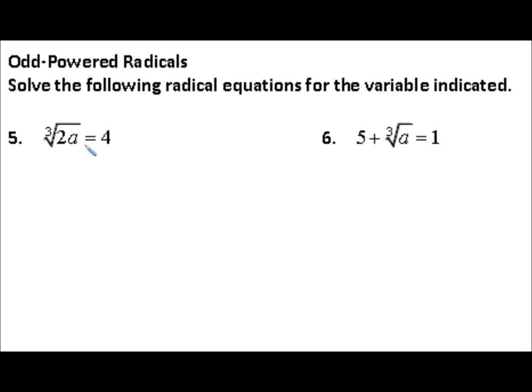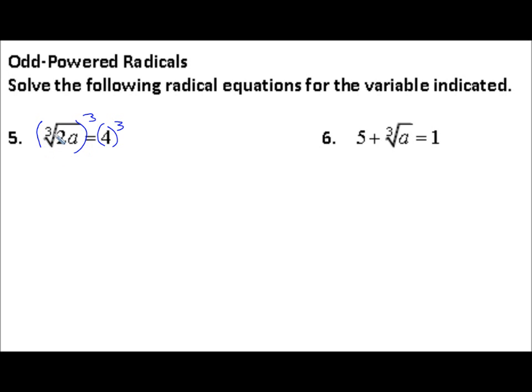We do have that same process where you need to isolate the radical, but instead of squaring both sides, instead of raising both sides to the second, we are going to raise both sides to the third. Number 5 has the radical isolated already, so let me take this whole thing, raise it to the third. Whatever you do to one side, you have to do to the other.